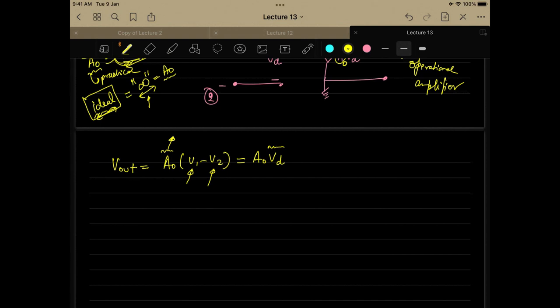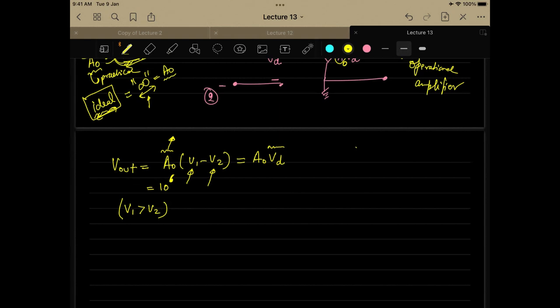If V1 is slightly greater than V2, what can you say about the value of V out? What will that be? No, see, it is not nearly zero. Let us say we have A as 10 to the power 6. Why would it be tending to zero? It's some finite value actually.